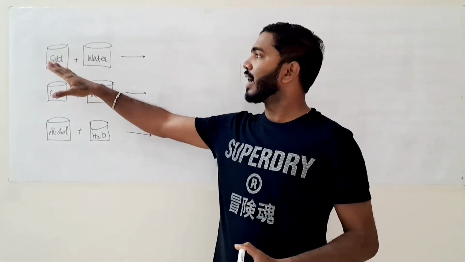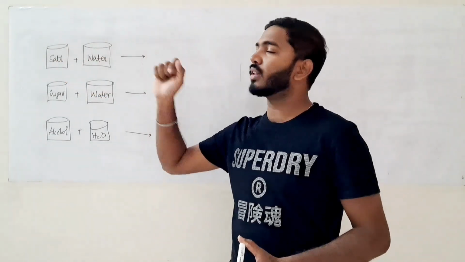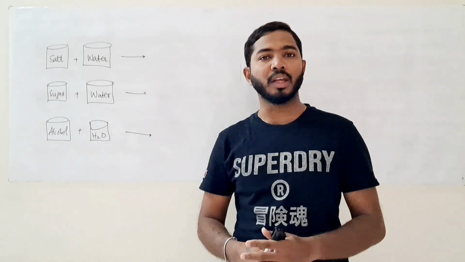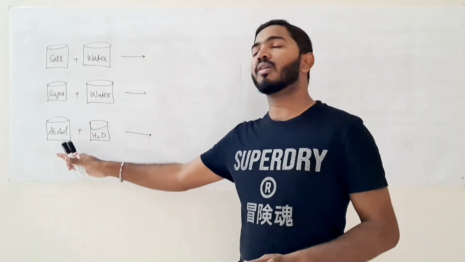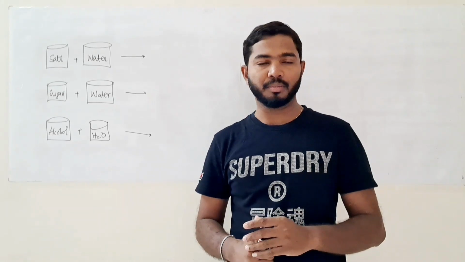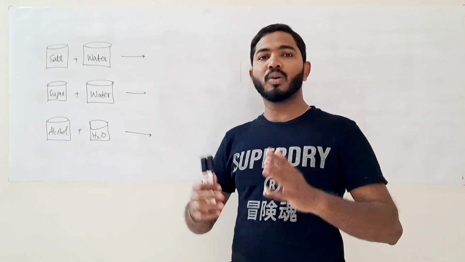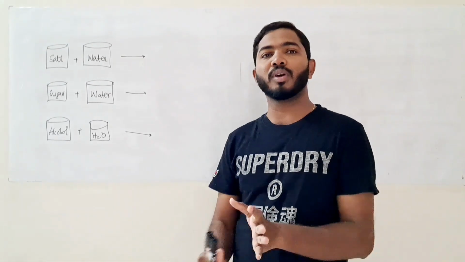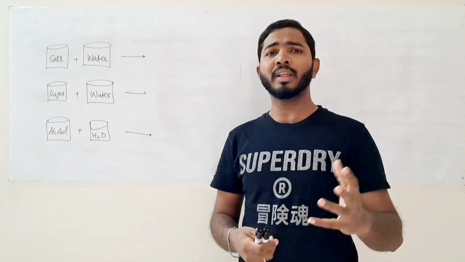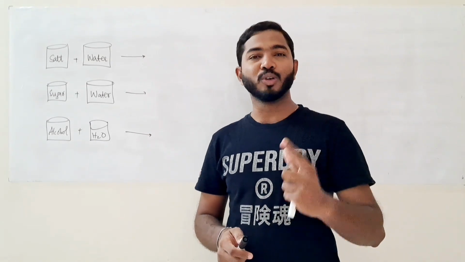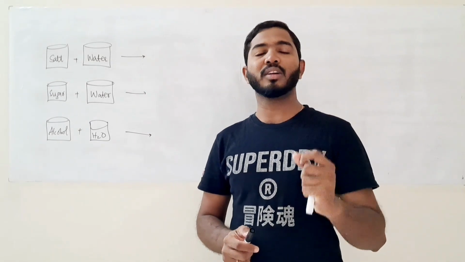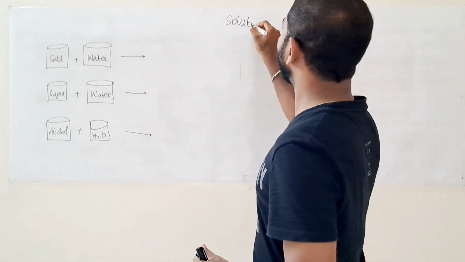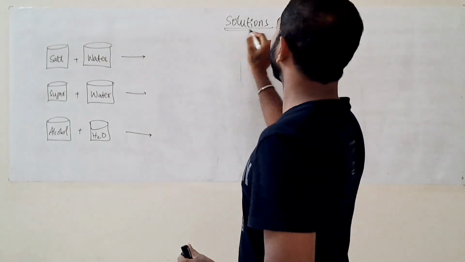So here we have taken salt in one beaker and water in another. Similarly, sugar and water are taken in separate beakers, and alcohol and water are taken in separate beakers. As long as they are in their separate beakers, we are not going to call them solutions. So I hope you now understood what I am going to talk about. Yes, we are going to discuss the solutions chapter of second year.